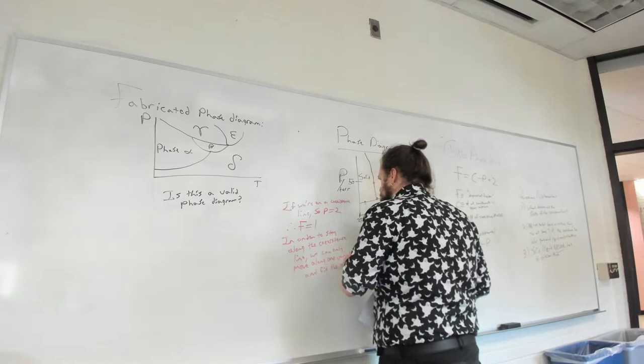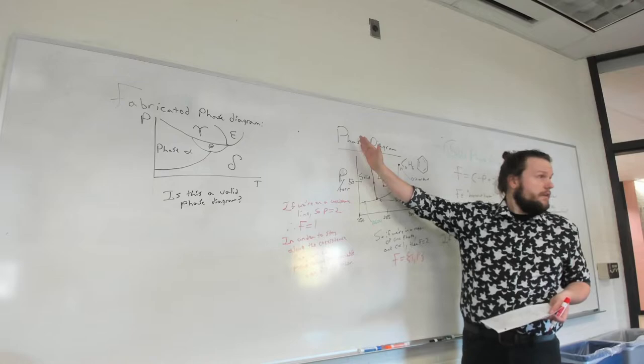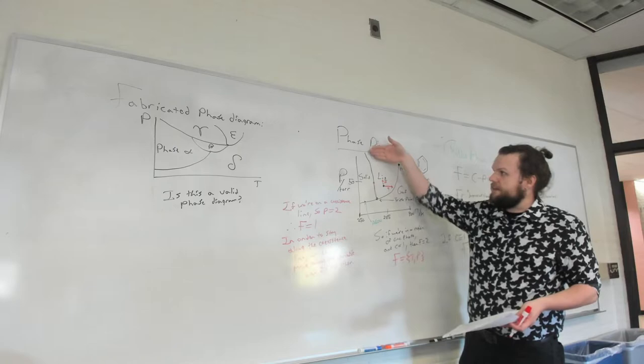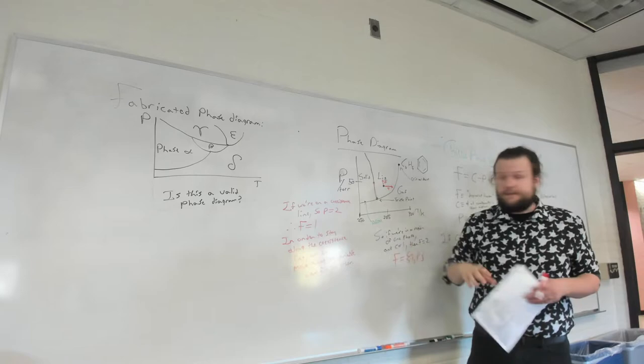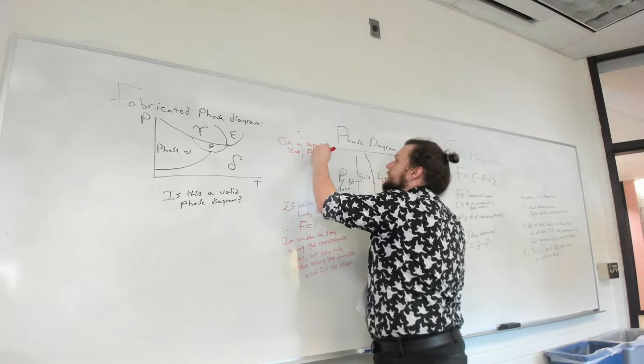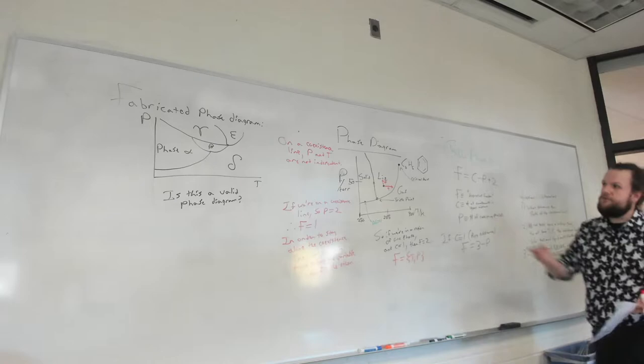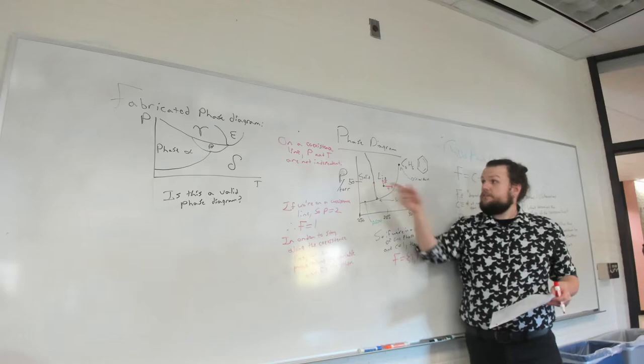So if we always want to stay along this coexistence line, we either move pressure and then temperature changes, so if I move pressure, the temperature has to decrease along this line. Or we can move temperature, and then in order to stay on this line, pressure has to change. Pressure and temperature are related to each other along the line. So on a coexistence line, P and T are not independent. They're dependent on each other. If I move temperature and then I move pressure some way, we're going to leave that line.